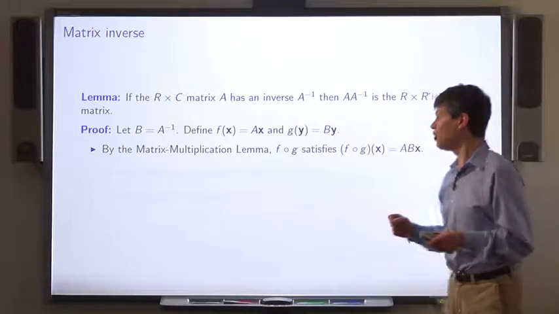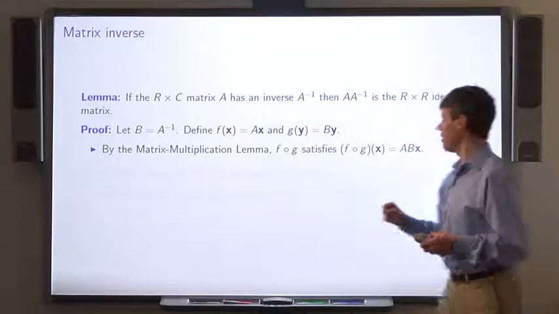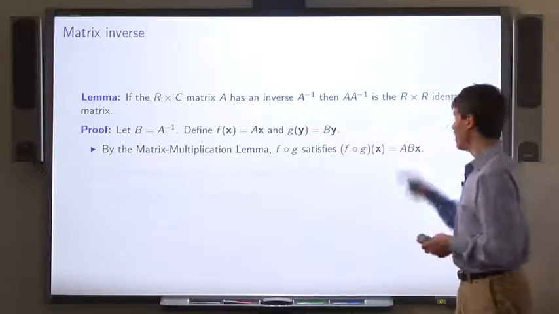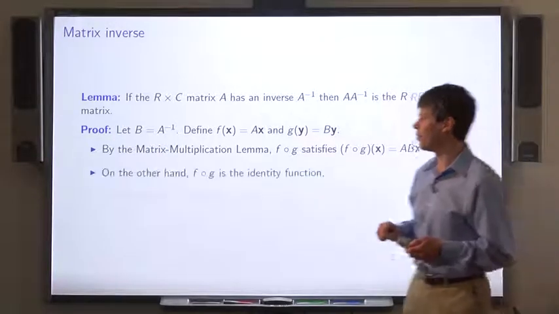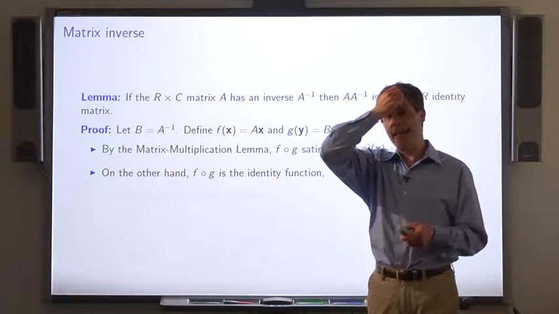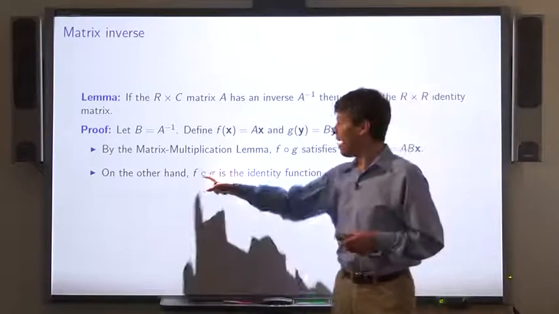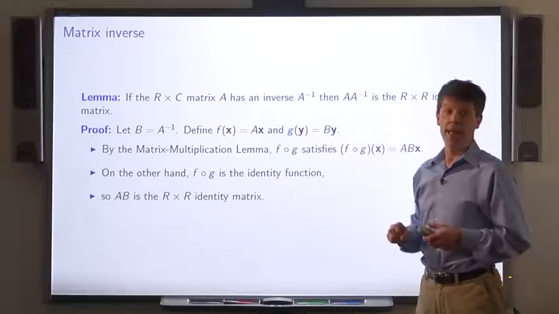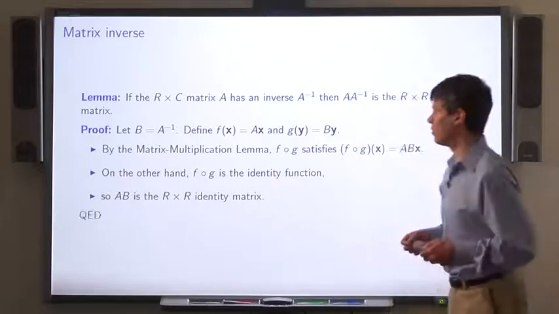By the matrix multiplication lemma, the composition f composed with g has the property that f composed with g applied to x is the same as taking the product AB and multiplying it by x. On the other hand, because we've said that A and B are matrix inverses of each other, it must be that f composed with g is the identity function. So the product AB must be the identity matrix.